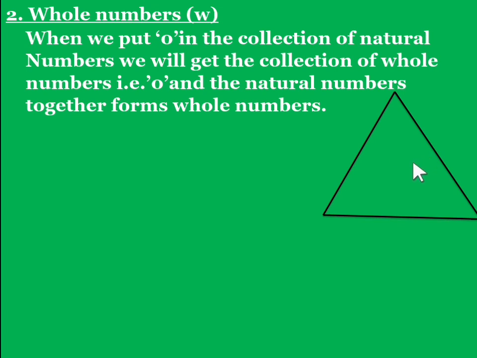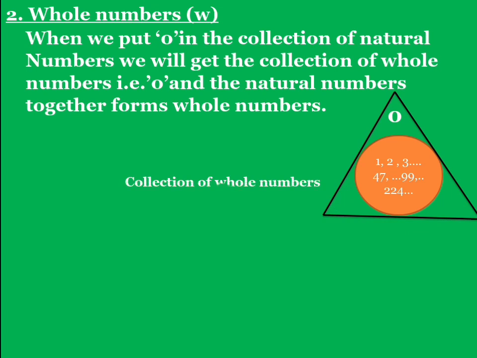So here you see in this triangle there is 0, which is a whole number, including the natural numbers 1, 2, 3, 4 till infinity. So this is the collection of whole numbers.